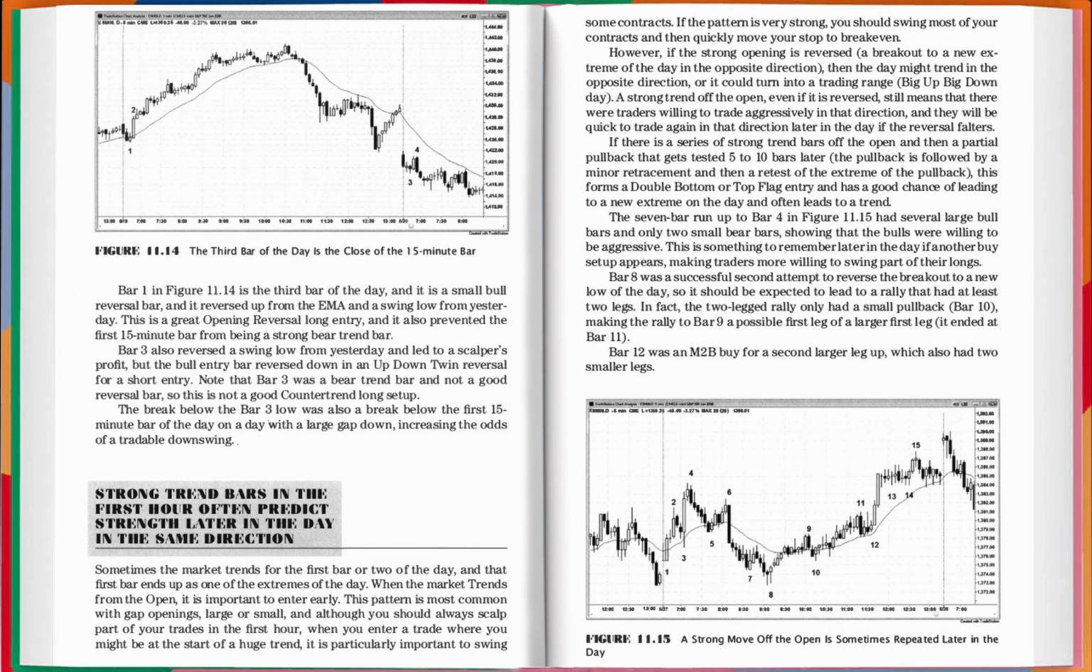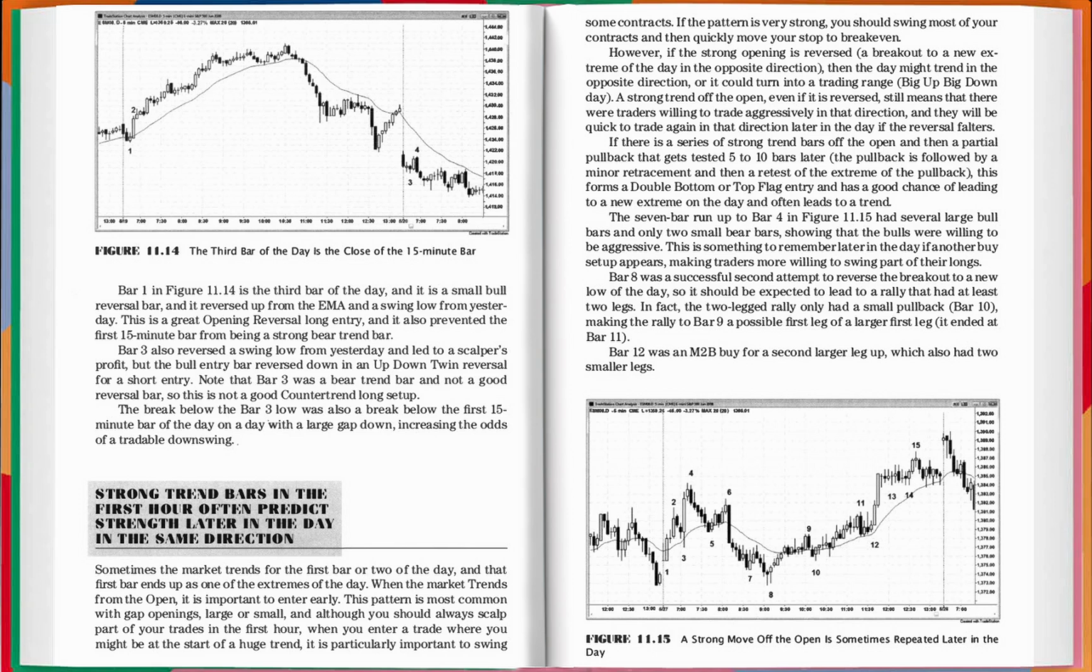The 7-bar run-up to bar 4 in figure 11.15 had several large bull bars and only 2 small bear bars, showing that the bulls were willing to be aggressive. This is something to remember later in the day if another buy setup appears, making traders more willing to swing part of their longs. Bar 8 was a successful second attempt to reverse the breakout to a new low of the day, so it should be expected to lead to a rally that had at least 2 legs.